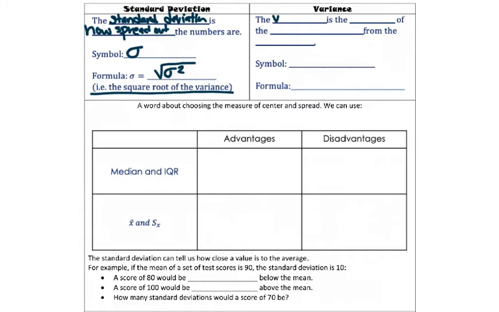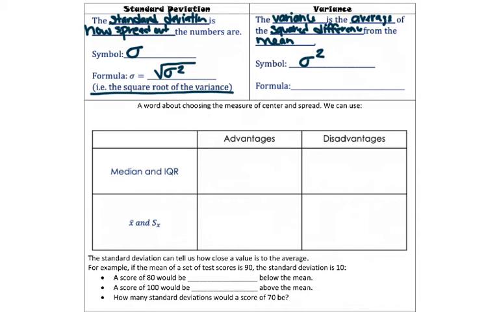Alright, the variance is the average of the squared difference from the mean, which is what we just did on the other page. The symbol for variance is sigma squared.